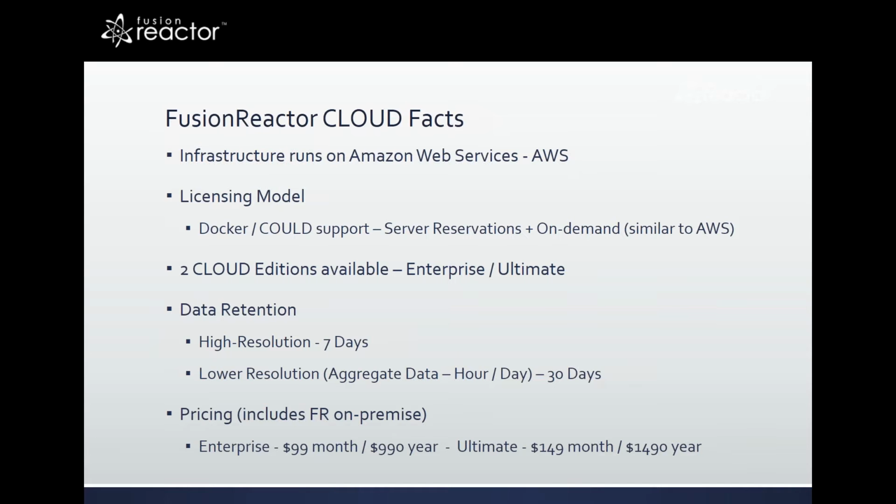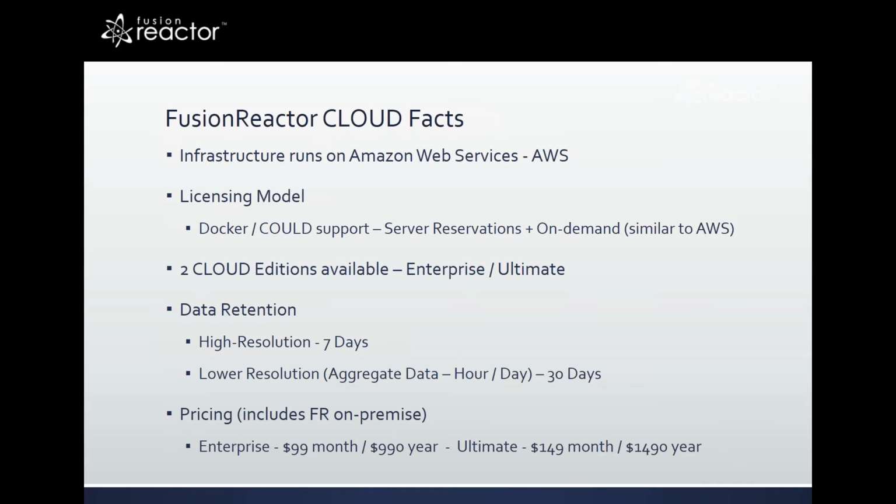And with FusionReactor Cloud, that is a software as a service product. It's giving you access to real-time as well as historical application server metric data. And FusionReactor Cloud also includes a very sophisticated alerting engine, which we believe will be very useful for DevOps and operations people, as well as developers, of course. So some facts about FusionReactor Cloud. It's running on Amazon Web Services.